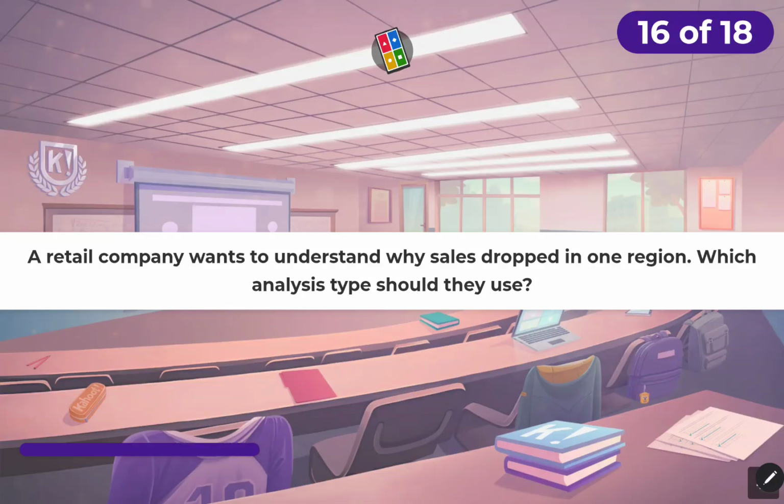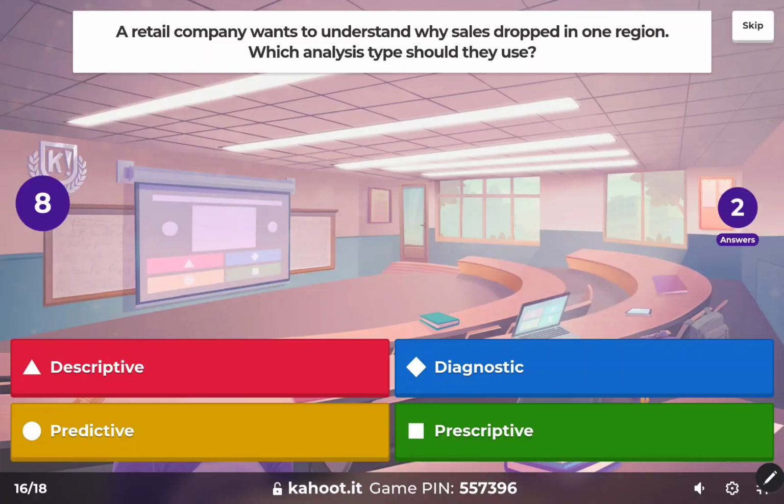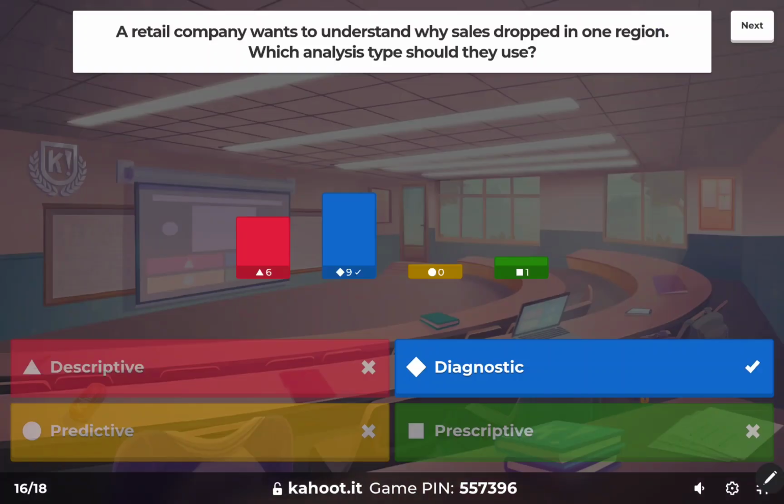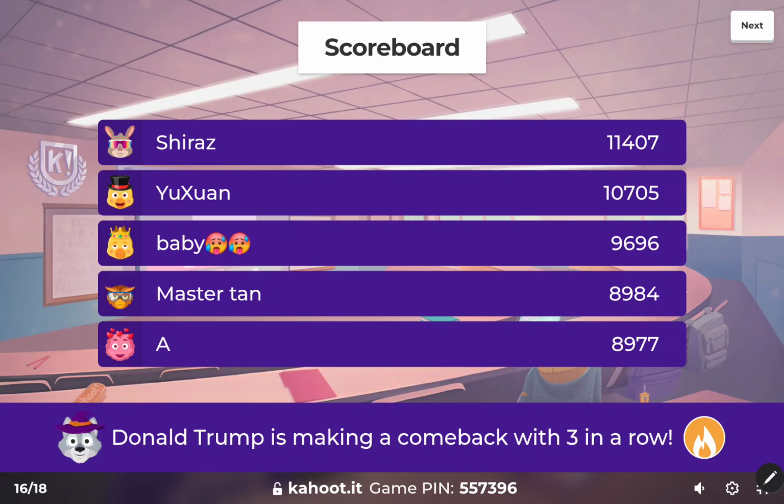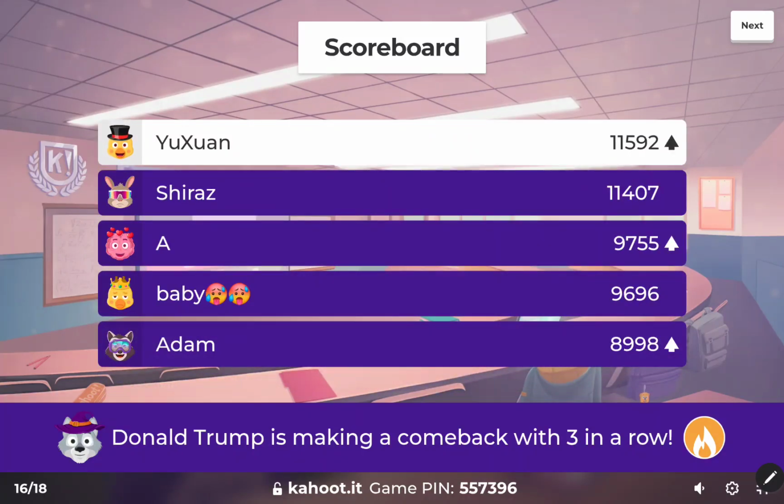Got 3 more questions. A retail company wants to understand why sales drop in one region. Which analysis type should they use? Oh, they want to know why, right? Why they drop. So you should check the diagnostic. It's not what happened. If they want to know the overall profit, overall sales, then it's descriptive. Okay? Let's see over here. Oh, Yushan. Who is Yushan? Okay, don't worry, alright? 2 more questions. Okay. Alright, next.